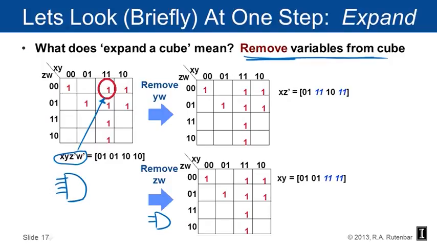So what would happen if you removed y and w? Well, then you would be able to circle the top 2 by 2 set of 1s in the Karnaugh map, and you would actually get x z bar. All right, that's what that one is. What would happen if you were to remove z and w? Then you would be able to circle the entire x y column of the Karnaugh map, and you would get that cube. Both of those are perfectly nice solutions.